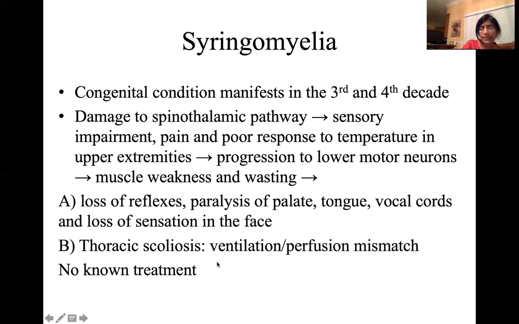Thoracic scoliosis, this could have a consequence on a ventilation perfusion mismatch that could make it even more dramatic, right? So those are some consequences of cavitation that occurs in the early period of life. However, it manifests itself in the third or fourth decade, affecting sensory and motor functions of many structures.